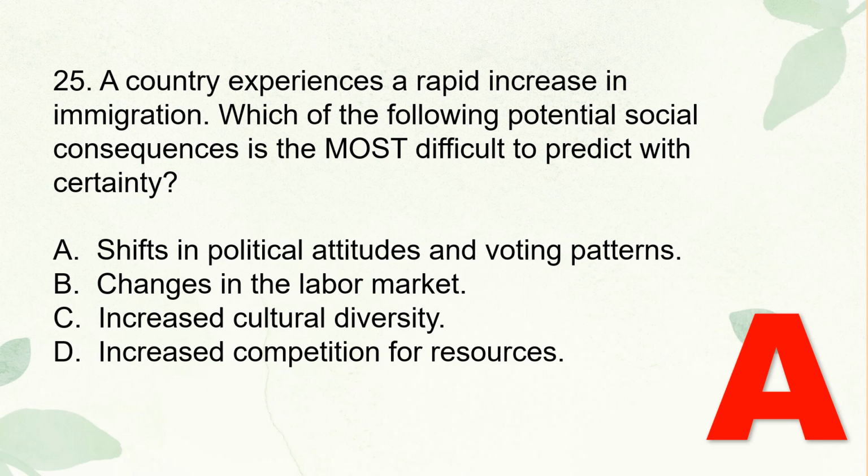For letters B, C, and D, these are more directly and predictably linked to immigration. Like, for example, the increased diversity, changes in labor market, and increased competition for resources are all likely outcomes.